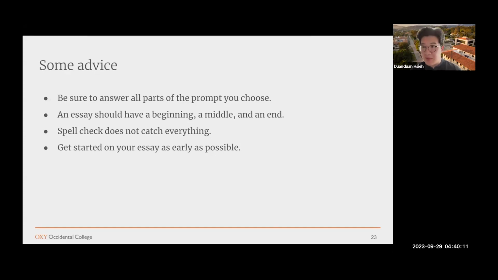That's important in the supplemental questions as well. When you're submitting an essay and you accidentally copy an essay over from a different college, that doesn't really bode well when I am reading applications at Occidental and I read about how much you really want to attend this other college. Get started on your essay as early as possible.